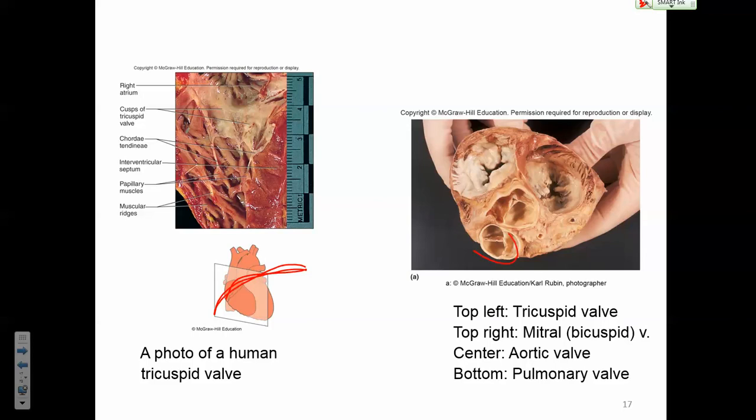So here are the semilunar valves. So they look like little pockets. And then here's I guess this looks like tricuspid, and that's the bicuspid.